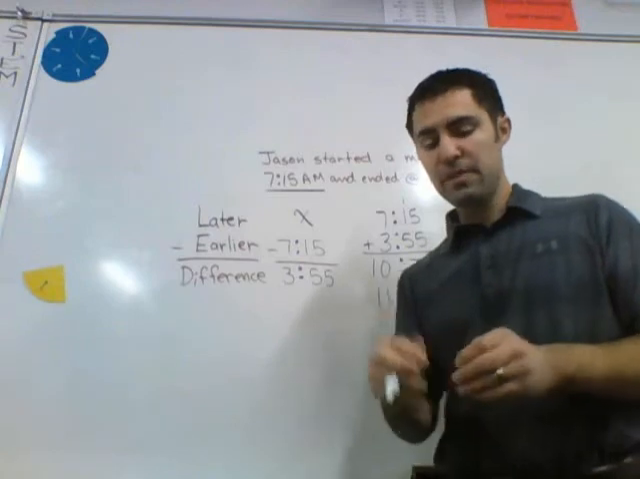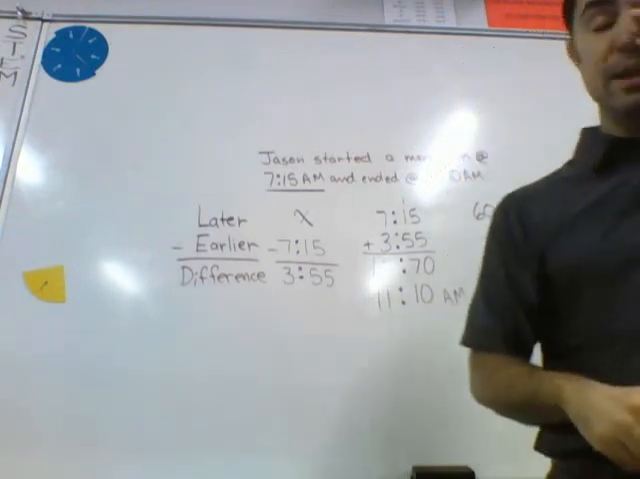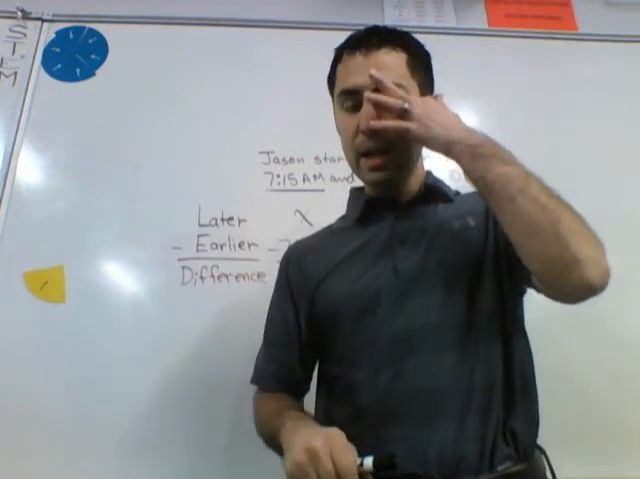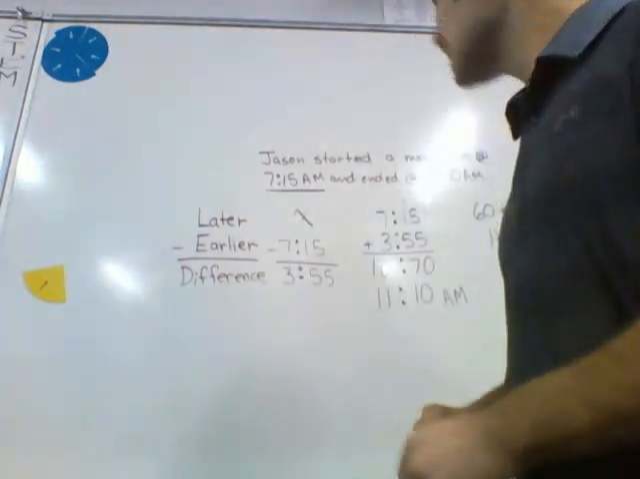And this is really fast for a marathon. I definitely cannot run a marathon in 3 hours and 55 minutes. I don't know if I could bike a marathon in 3 hours and 55 minutes. That's really fast.